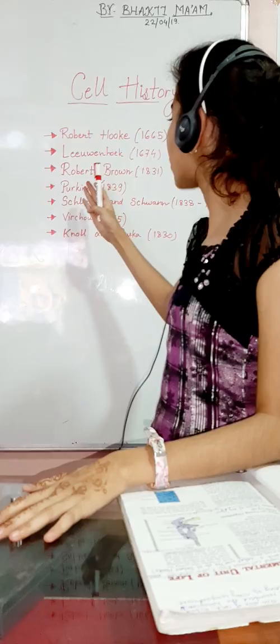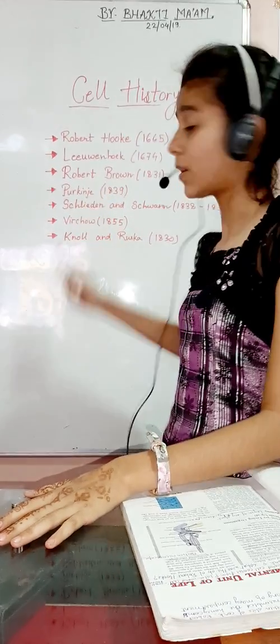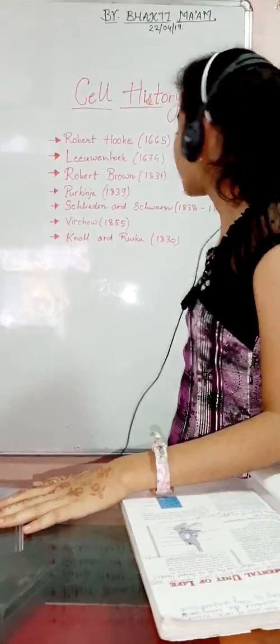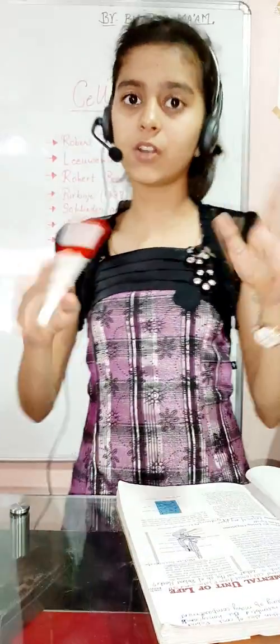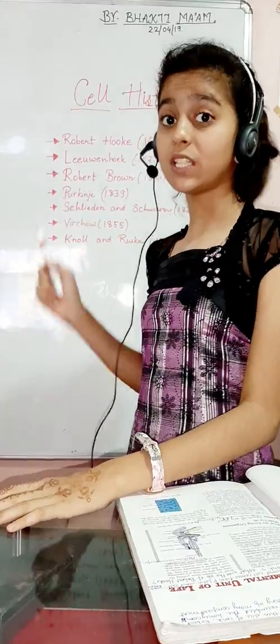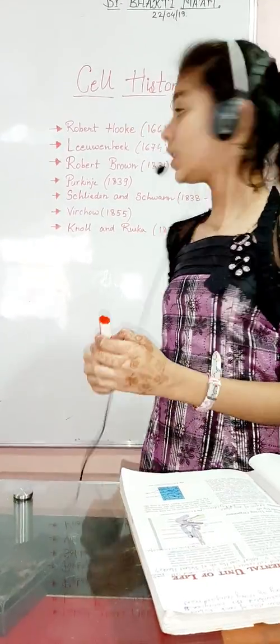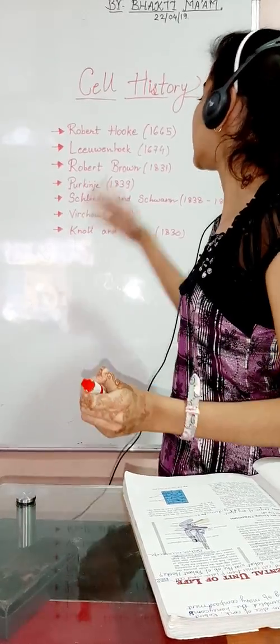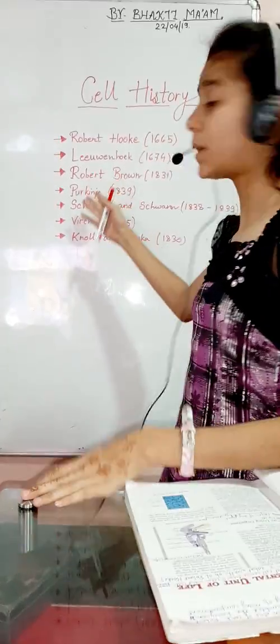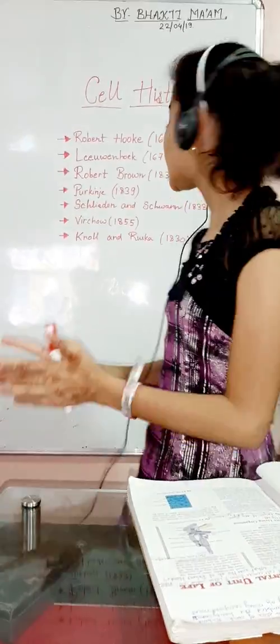Then came Robert Brown, who discovered the nucleus of a cell. He came in 1831, after two centuries. It was the year 1831 when Robert Brown discovered the nucleus of a cell. Then came Sir Purkinje. He came in 1839 and coined the term protoplasm.